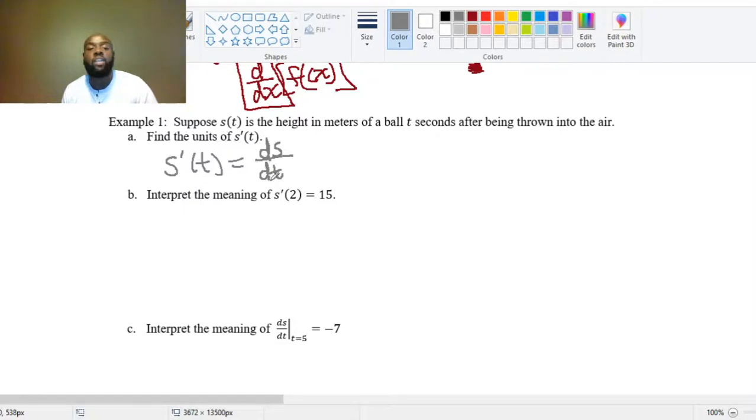And this is a convenient way for me to see my units here because it's always the units of your numerator divided by the units of the variable in the denominator. And so our units in this example, what s is the height, is going to be in meters. So it's going to be meters, and then that's going to be divided by, or we can say per, the units of t, which is in seconds. So it's meters per second. All right, that's the units.